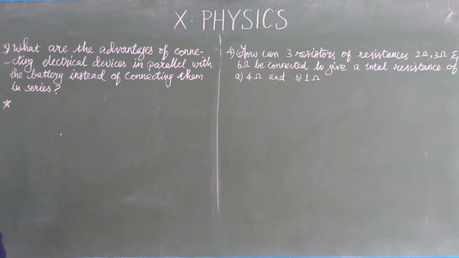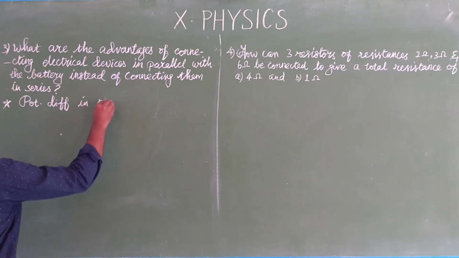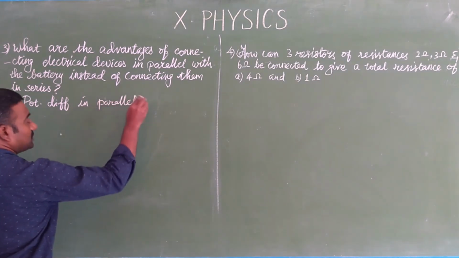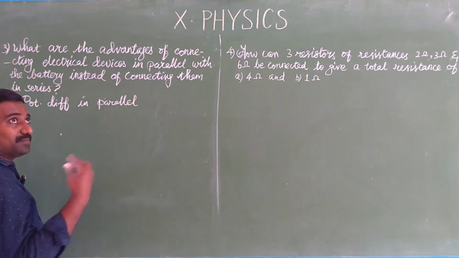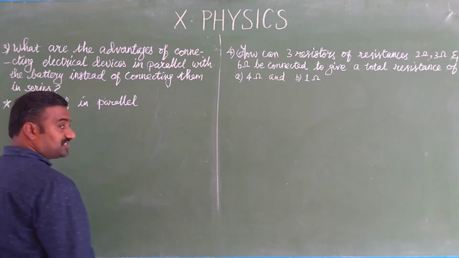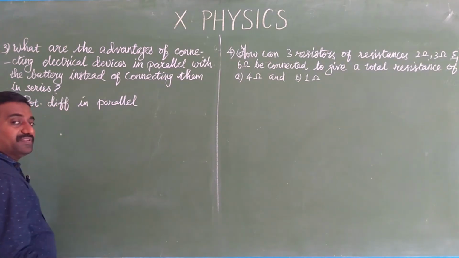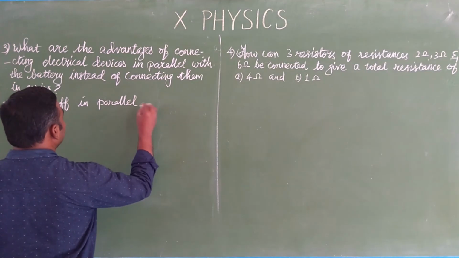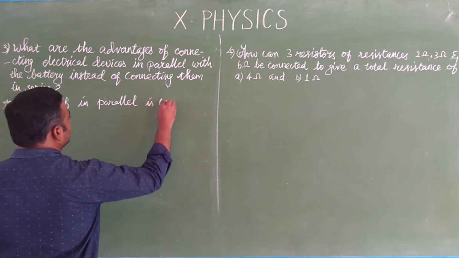First one, in a parallel combination, potential difference is constant. So the first point, potential difference in parallel, that is 220 voltage. The 220 voltage coming to our house is what all the appliances get. 220 voltage only goes to each, but current is subdivided. So potential difference in parallel is constant.